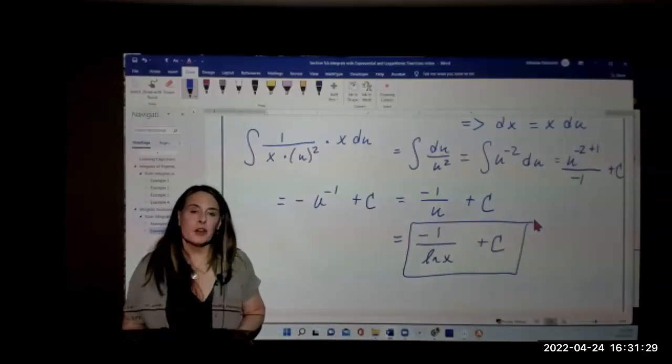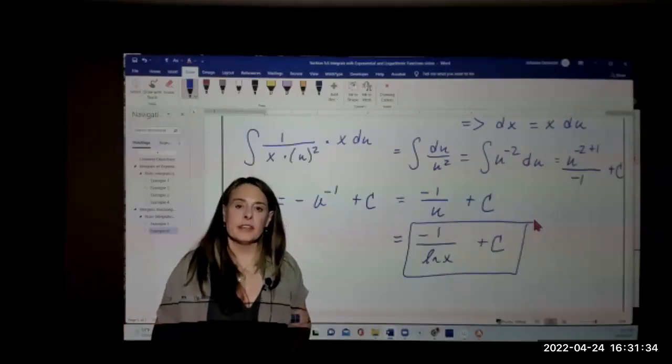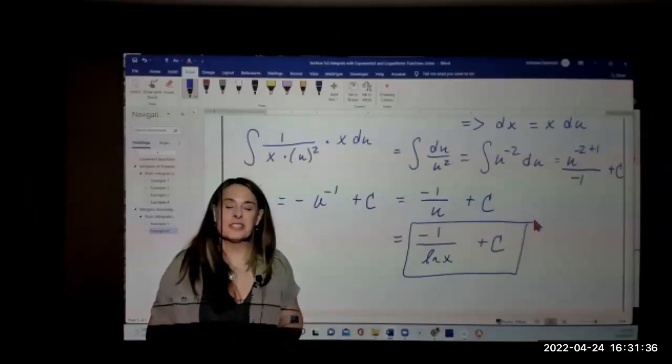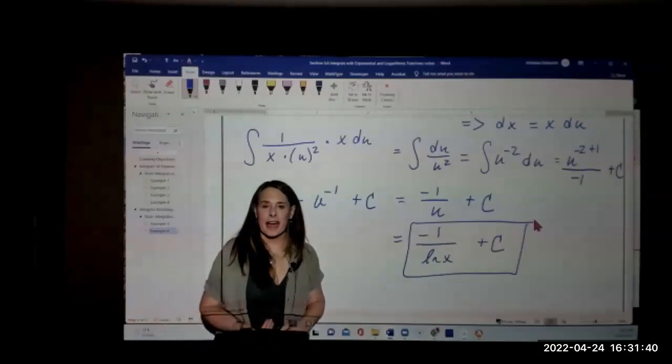In our next video, we'll take a look at finding the antiderivatives of inverse trig functions, which is always quite a challenge and actually involves a lot of pattern matching.